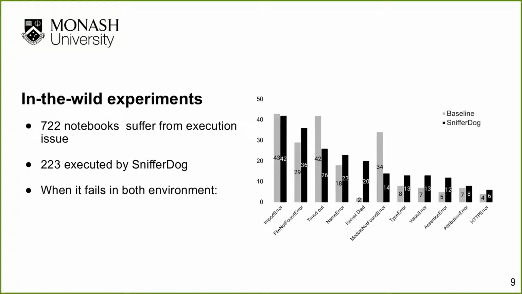SnifferDog is also tested on other notebooks. We chose 728 notebooks that have failed to execute in their own environments. 223 of them are recovered from execution failures. When notebooks fail to execute in both environments, in SnifferDog's environment, notebook failures tend to be code quality issues rather than environment issues. For instance, the bar chart compares the different execution errors in both environments. As we see, in SnifferDog's environment, the number of errors such as file not found error and value error has clearly increased, whereas errors linked to environment issues such as module not found error have decreased.